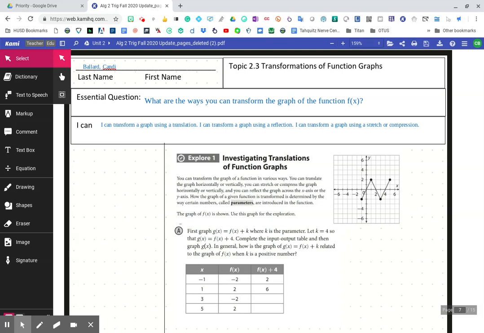I can transform a function using a translation. I can transform a function using a reflection, and I can transform a graph using a stretch or compression. If you need to, go ahead and pause to write those down.